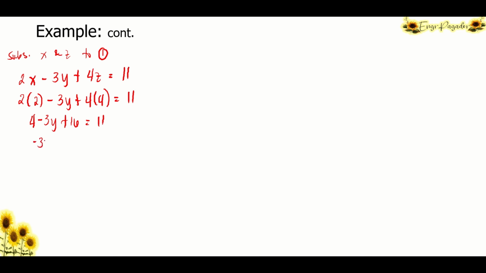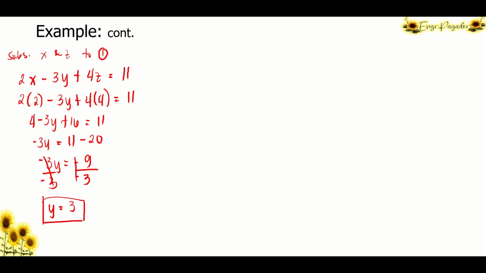So, negative 3y is equal to 11 minus, what is 16 plus 4? That is 20. So, negative 3y is equal to negative 9. Divide both sides by negative 3 and we will be left with the unknown variable y. The negatives will cancel, so 9 divided by 3 is equal to 3.